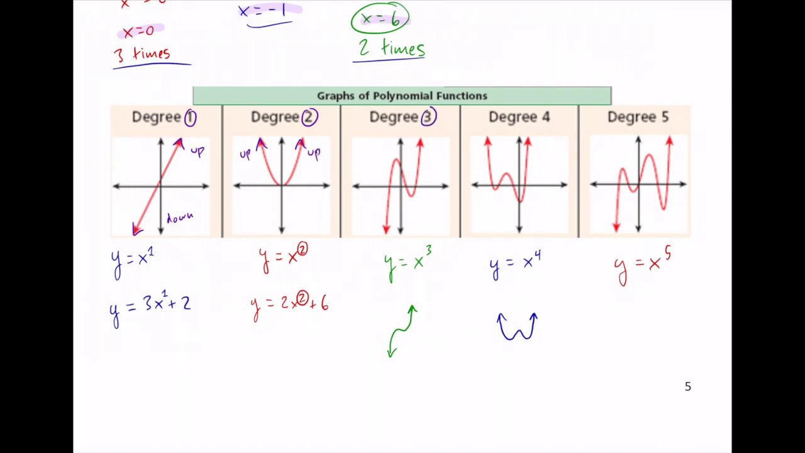All right, 3 is an odd number, so one end ends up going up, the other end ends up going down. 4 is an even number, so we see the same result here. Both of the ends of the graph end up going up. So what we can deduce from all these different examples is that if we have an odd degree, one end is going to go up, the other end is going to go down. If we have an even degree, both ends of the graph will end up going up.